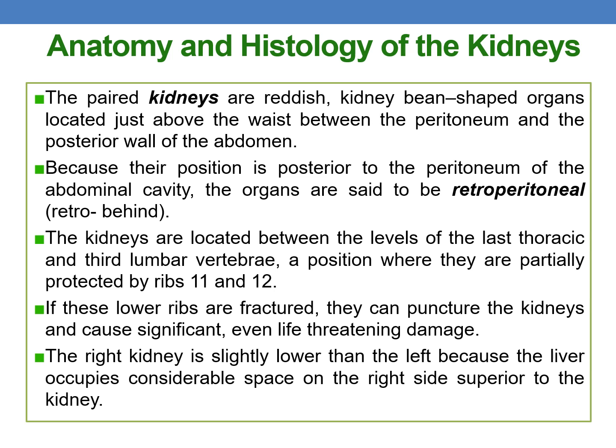The kidneys are located between the levels of the last thoracic and third lumbar vertebrae, a position where they are partially protected by ribs 11 and 12. If the lower ribs are fractured, they can puncture the kidneys and cause significant, even life-threatening damage. The right kidney is slightly lower than the left because the liver occupies considerable space on the right side superior to the kidney.